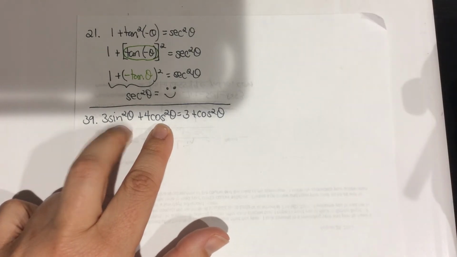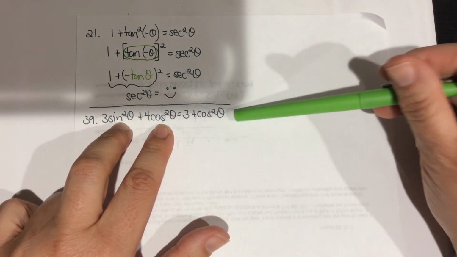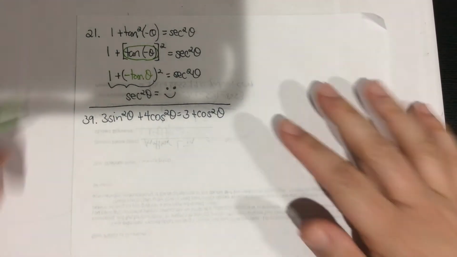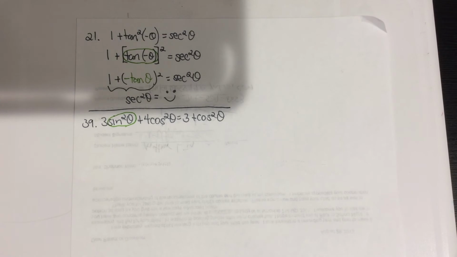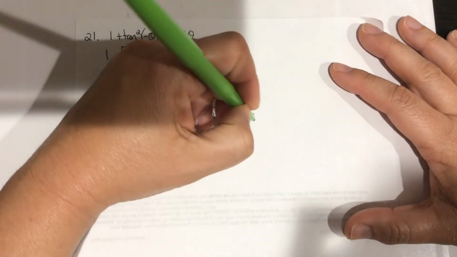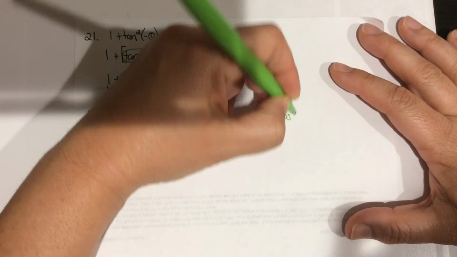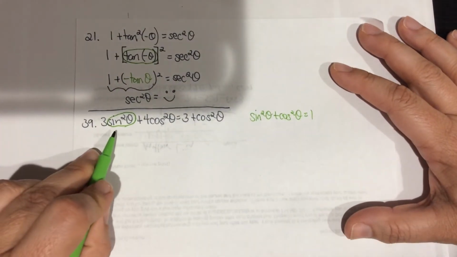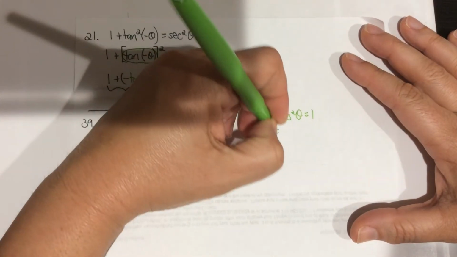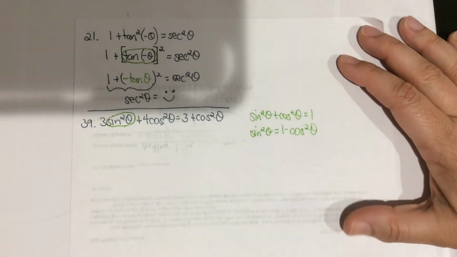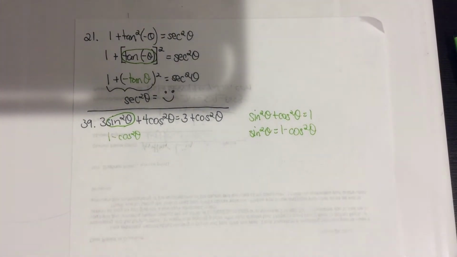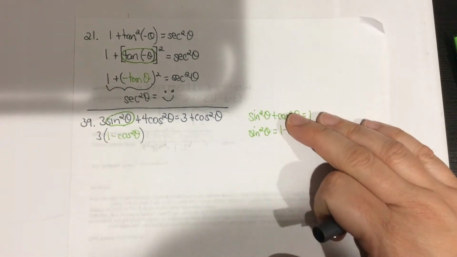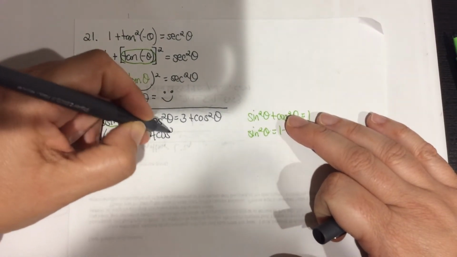So when I look over here, I see, well, this one has a sine squared, and this only has a cosine squared. So I think, okay, I need to change that sine squared into something involving cosine squared. Anytime I see the squared trig functions, I think Pythagorean, and I think sine squared plus cosine squared equals 1. Therefore, sine squared equals 1 minus cosine squared. So I'm going to replace this sine squared with 1 minus cosine squared. I still have the 3 in front that needs to be multiplied to the whole thing. And then I still have all the rest of the stuff.